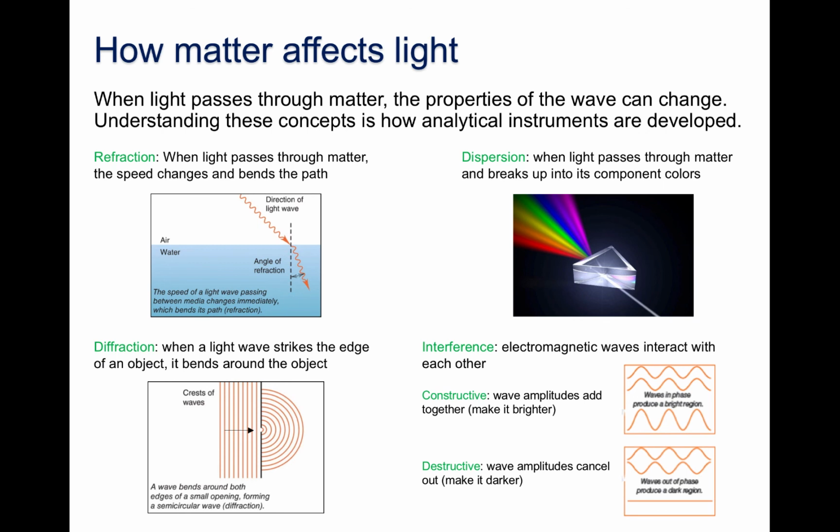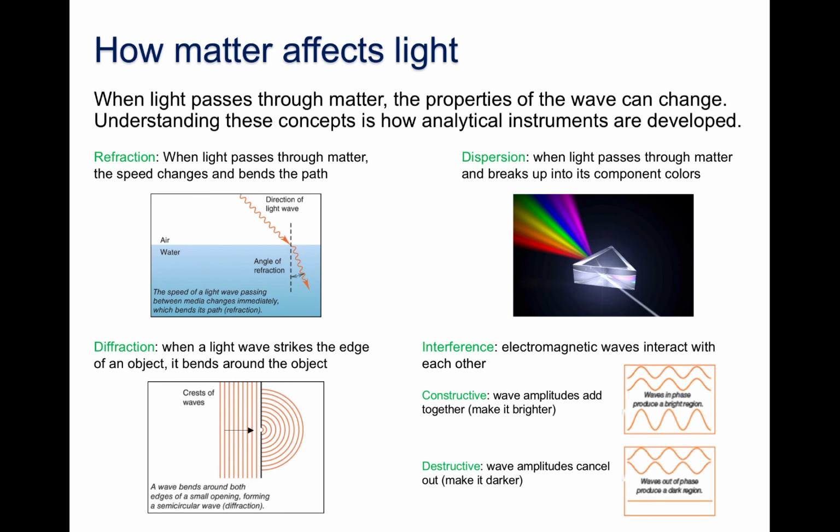Dispersion is when light passes through matter and it breaks up into its component colors. A prism is the perfect example of dispersion. If you need to isolate a specific wavelength, you can use a piece of matter that is going to disperse that light. And we definitely take advantage of that in our instruments.